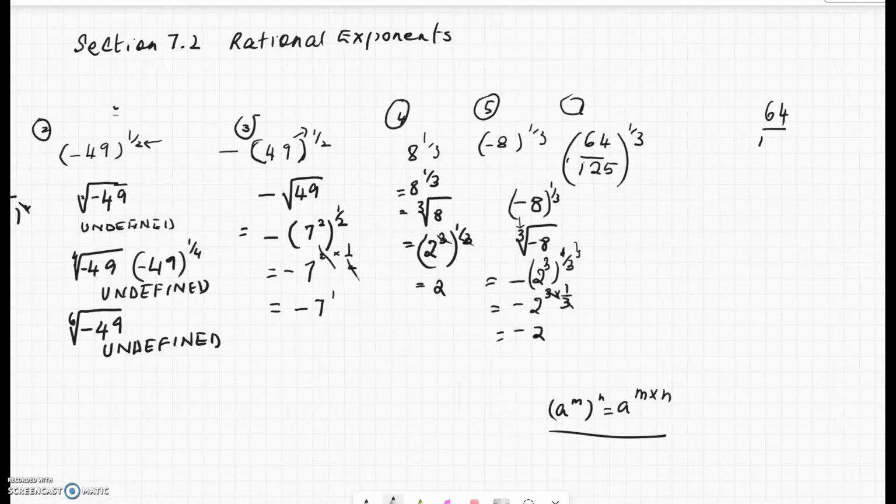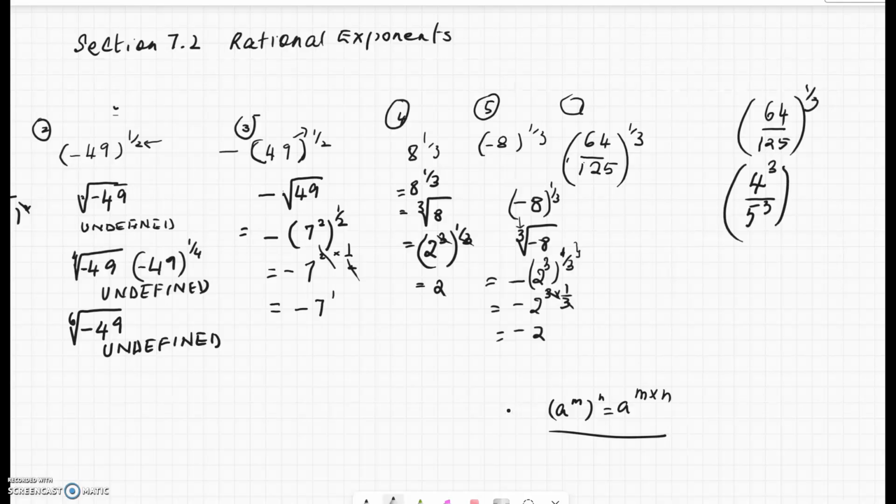64 over 125, the whole to the 1/3. 64 is 4 cubed. 125 is 5 cubed. 5 times 5 times 5 is 125. 4 times 4 times 4: 4 4s are 16, 16 4s are 64. Whole to the 1/3.